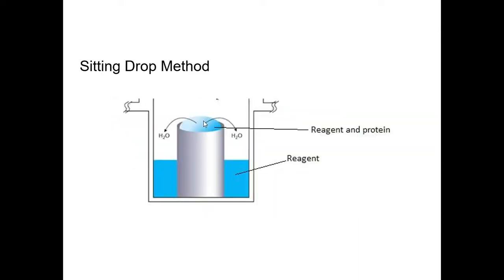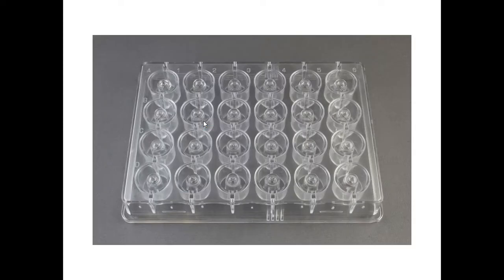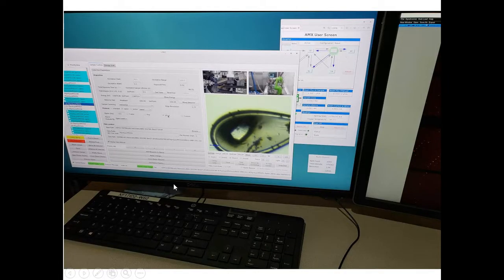I'm backing up. I don't know why. There we go. This is what the sitting drop tray looks like. And you can see in the sitting drop tray, you have that tiny little stalk on the top, that little post. And in here is where you would put the drop of the liquid that contains the protein. And then from the surrounding reservoir, you would take some of that and put it in there as well. Okay.